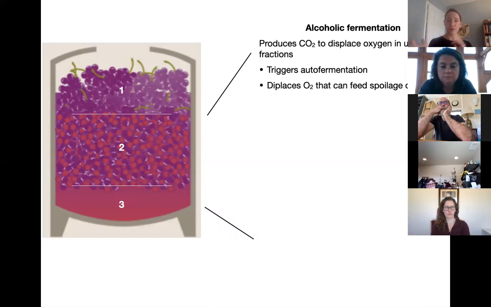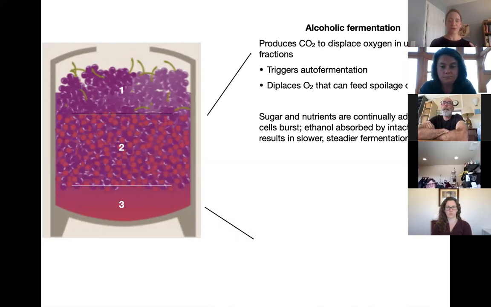We have to remember our grapes come in with all kinds of microbes on them. And if there's a lot of oxygen around, those microbes are going to use that oxygen to make acetic acid and ethyl acetate. So by having this displacement of oxygen with CO2, it does help to cut down on some of that spoilage. The alcoholic fermentation in fractions 2 and 3 is happening much like we would expect it to, except sometimes the kinetics are a little bit different.